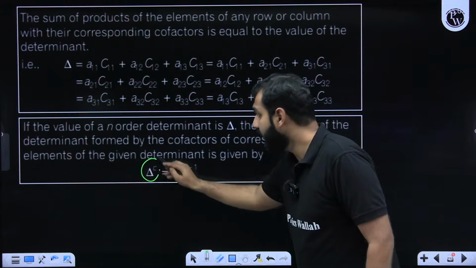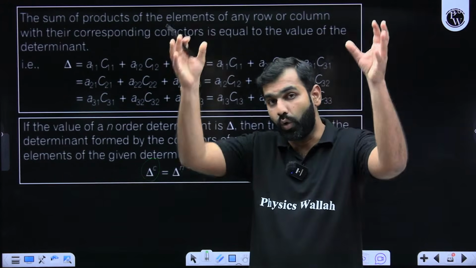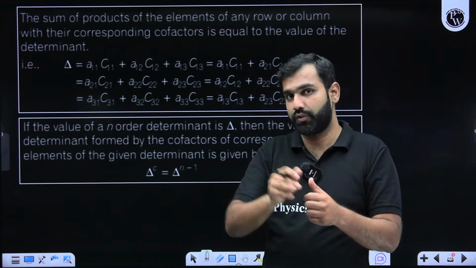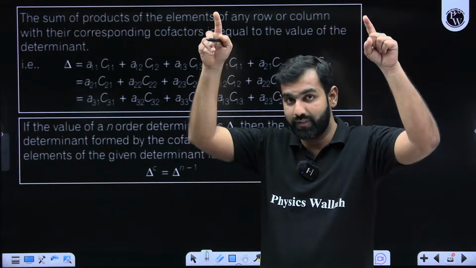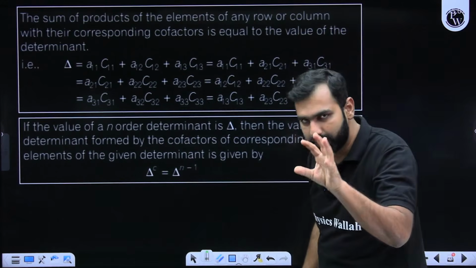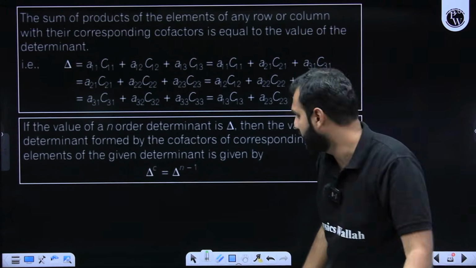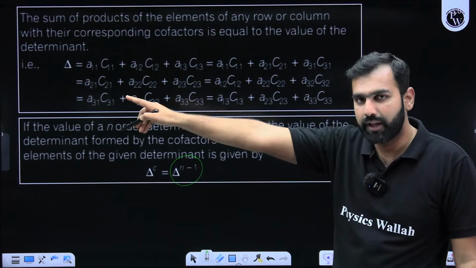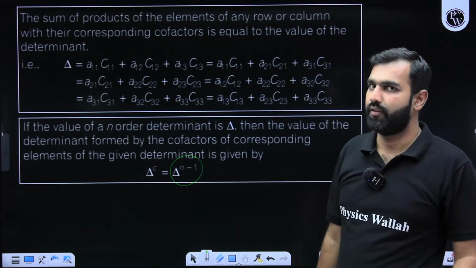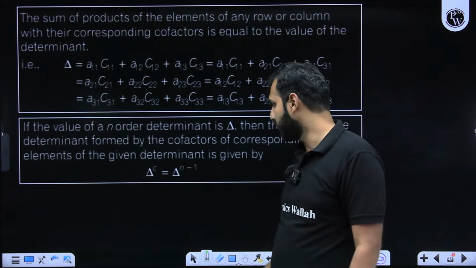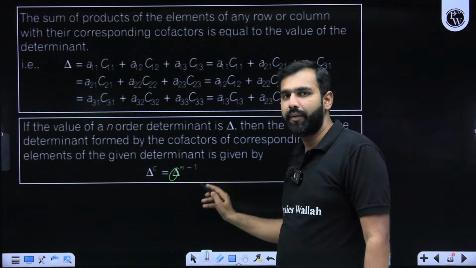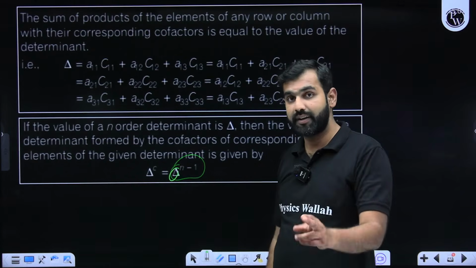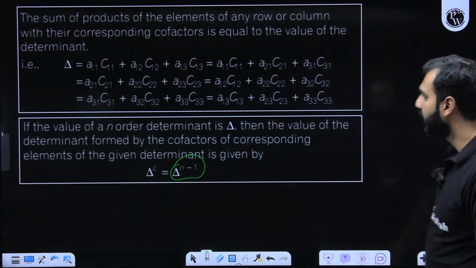Let's say I have formed a determinant by having the cofactors of a determinant. If I wish to figure out the value of this determinant, then the determinant of cofactors will be equal to the determinant of the original elements raised to the power n minus 1. For example, if it is a 2 by 2 determinant, then it will be delta to the power 2 minus 1, that is delta only. If it is a 3 by 3, then it will be delta to the power 3 minus 1, that is delta square. Remember that.